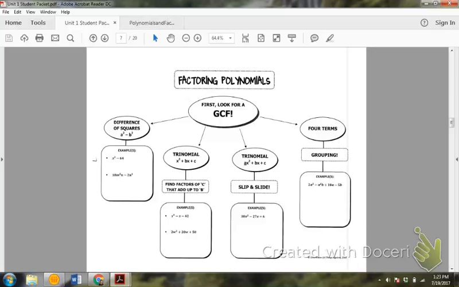Okay, so this is lesson 1.2. We're going to do some factoring today. This should be a review from Algebra 1B. Now, some students in here maybe have not had Algebra 1 for a long time.